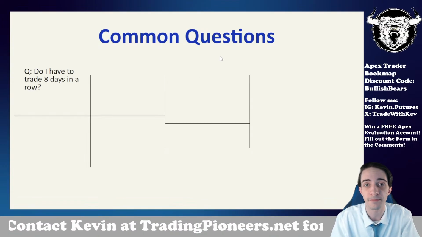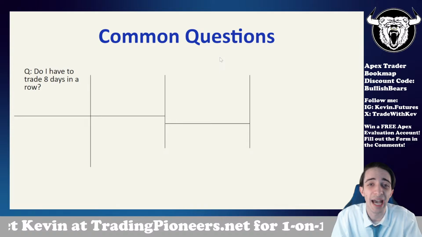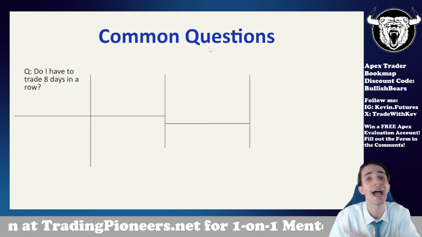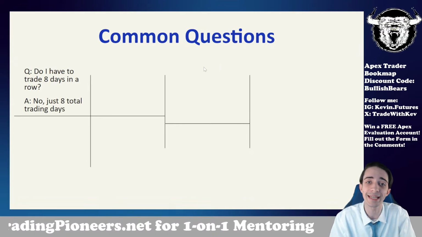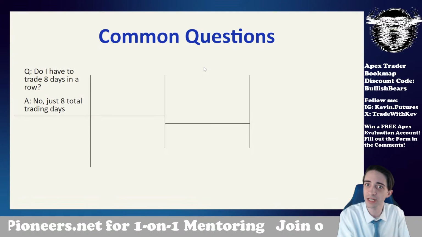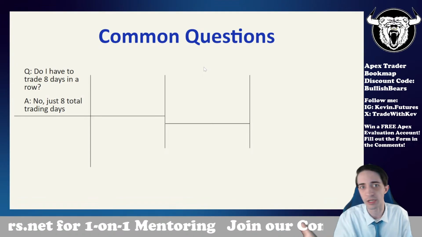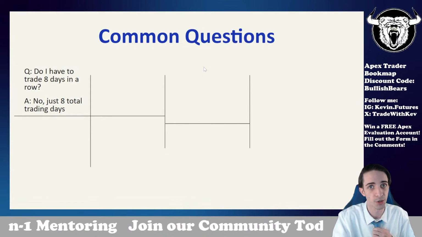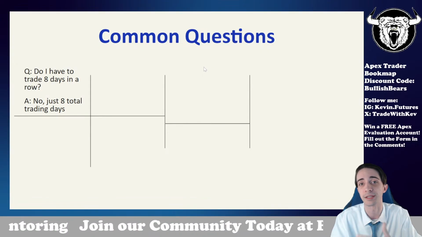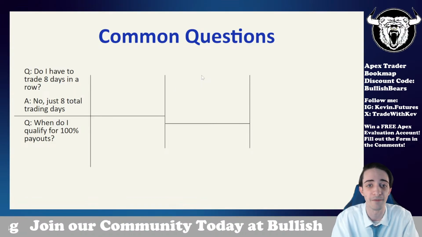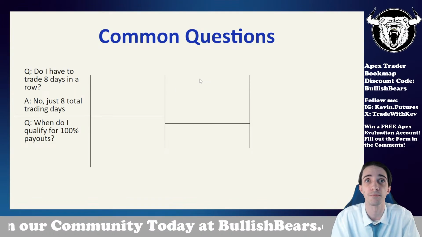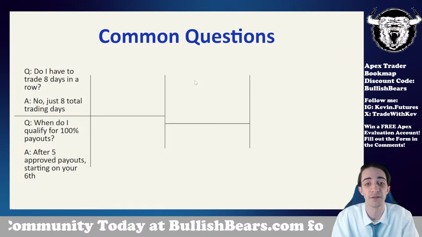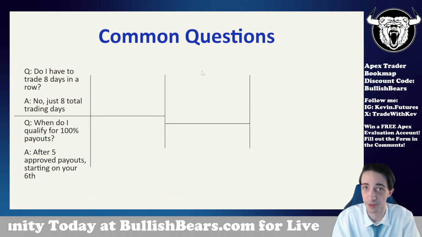So common questions, do I have to trade 8 days in a row? Absolutely not. Just 8 total trading days. You could trade 3 days in a row and take a week off, trade 2 days in a row, which brings you up to 5, and then you go trade 3 more days, brings you up to 8. It does not matter if it's consecutive or if you take some time off. When do I qualify for 100% payouts? That's after the 5th approved payout, starting on your 6th.